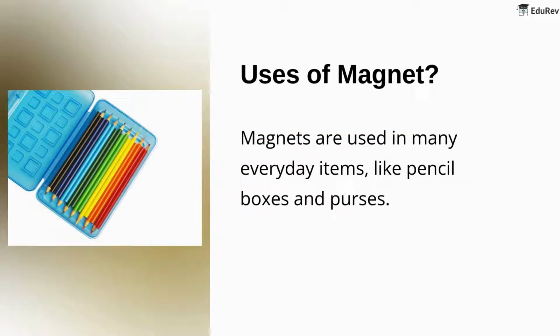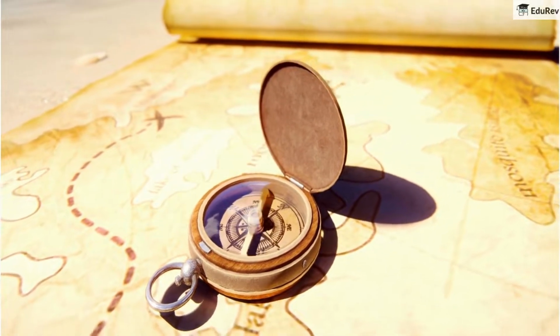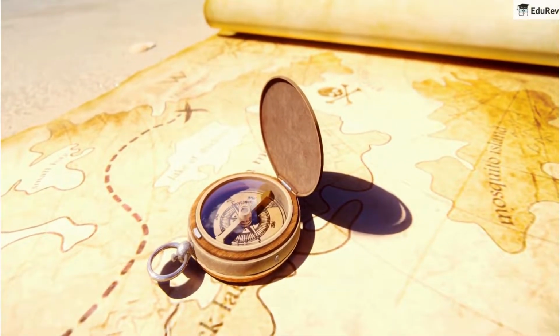Magnets are used in many everyday items like pencil boxes and purses. You might see magnets in everyday things, but did you know ancient sailors used magnets to navigate? Long before GPS, they relied on a magnetic tool called a compass to find their way across the seas.